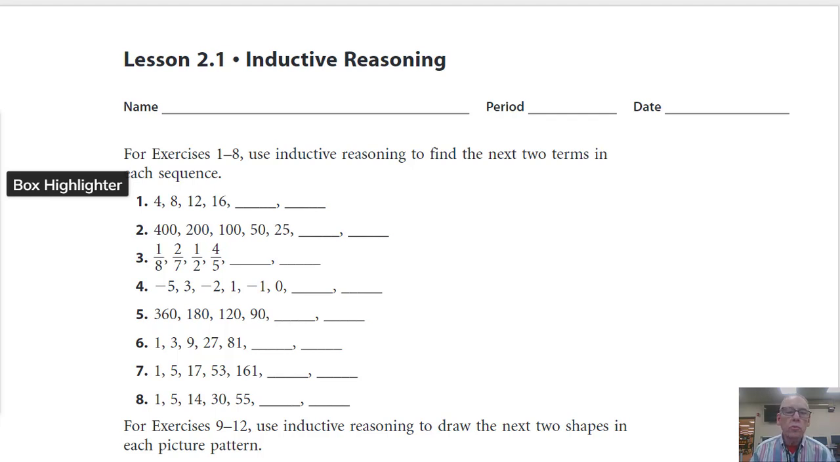Okay, this video goes with the 2-1 inductive reasoning that goes with our 1-4 packet, and we want to use inductive reasoning to find the next two terms in each sequence. Let's see what we got.